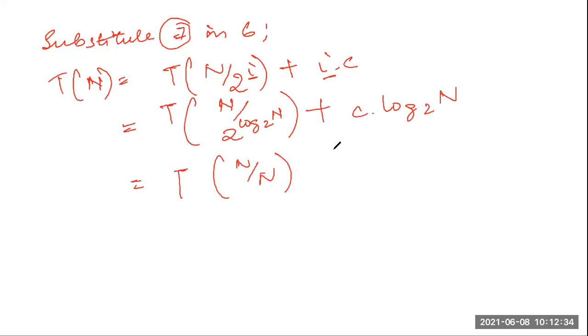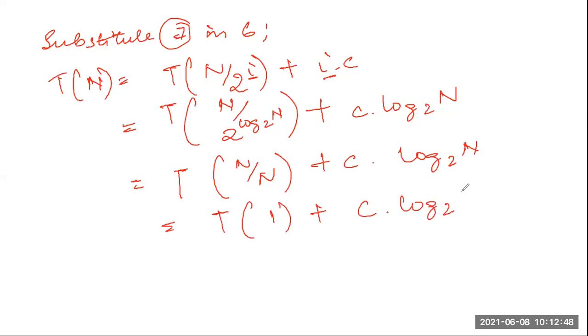This is the formula: 2 to the power log 2 of something is that element only, plus c into log 2n. So this will be 1 plus c into log 2n. So only one element in the range of the search is remaining. So when one element is remaining, no more recursion is required, no more breaking is required, no more iteration is required.